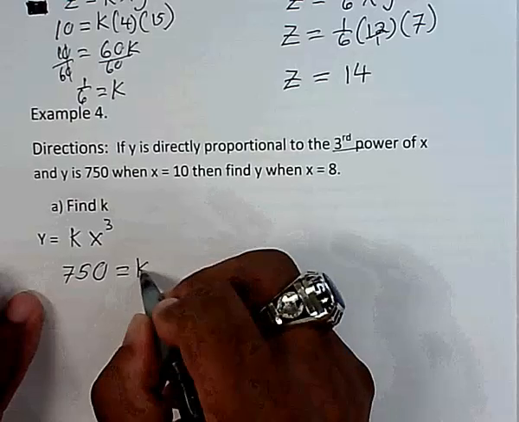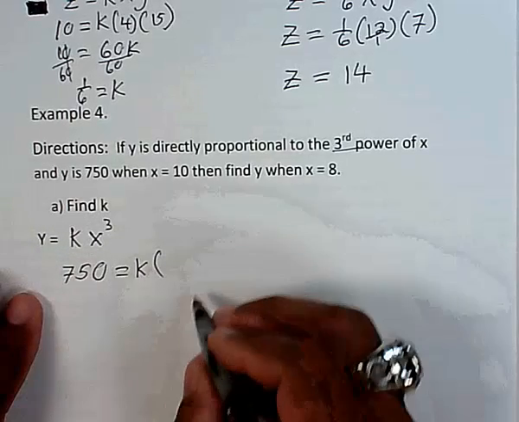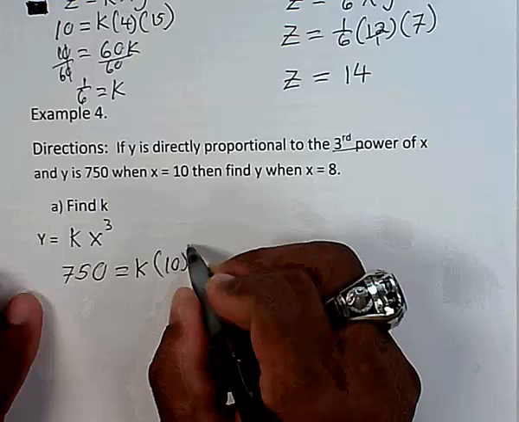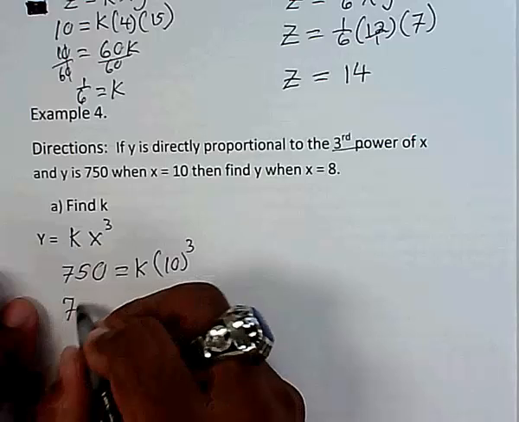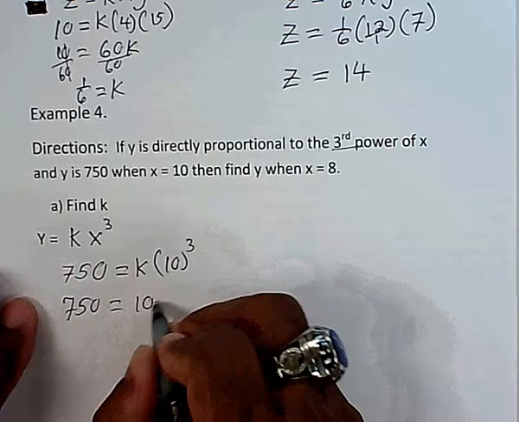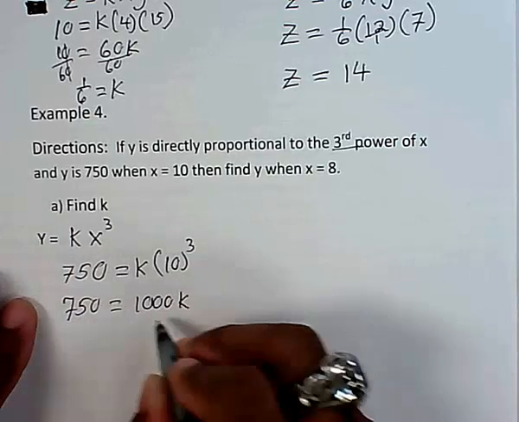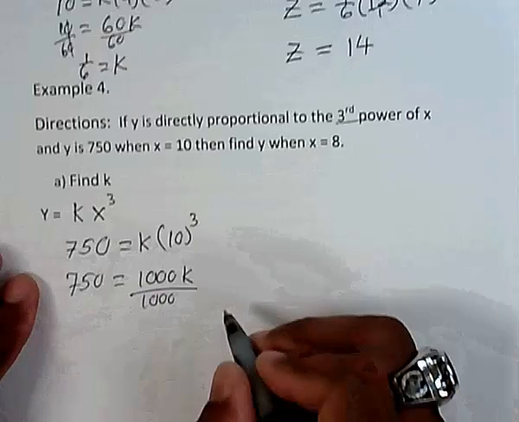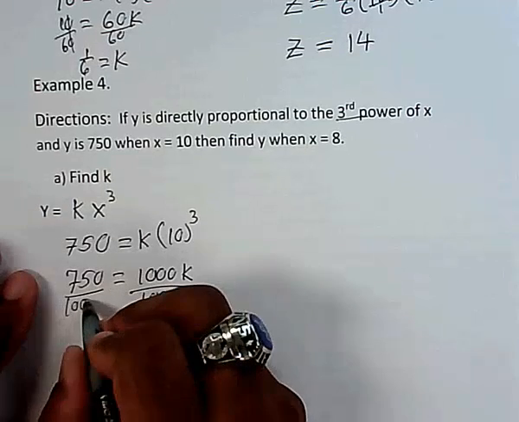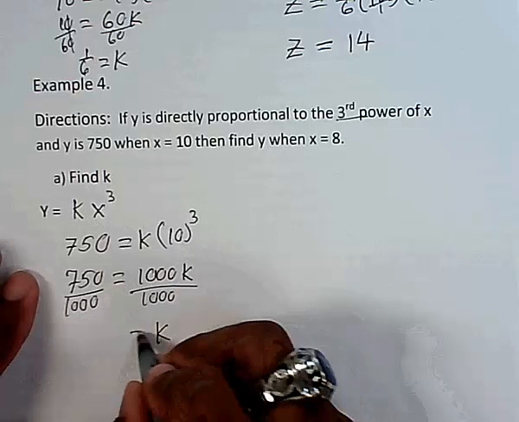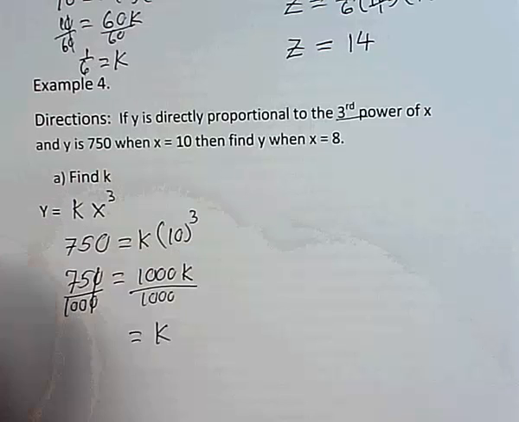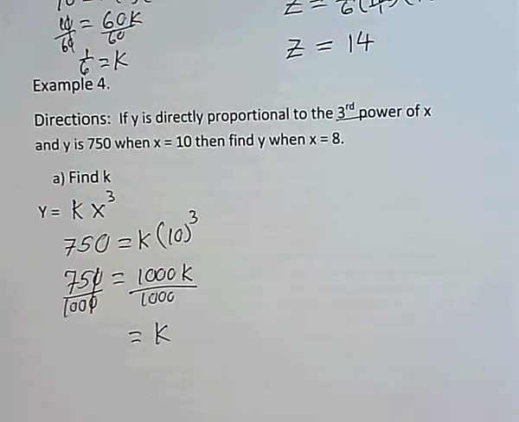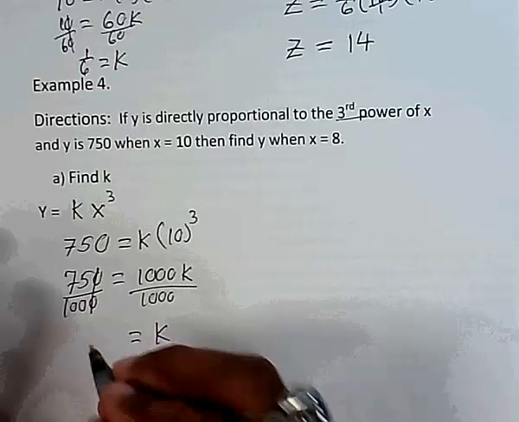equals, I need to find the k value. When my value of x is equal to 10, that's the third power. Taking the third power is 1,000. 750 equals 1,000k. Dividing by 1,000 on both sides, k equals. And then here, both these end in 0, so we cancel those out. 75 over 100 is a reducible fraction to 3/4.